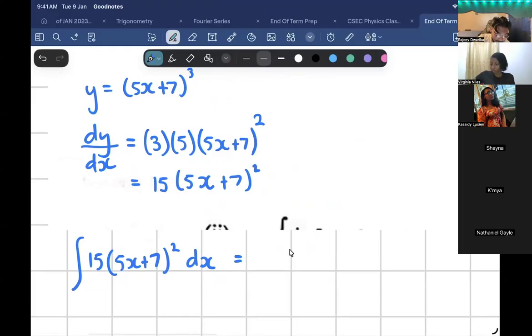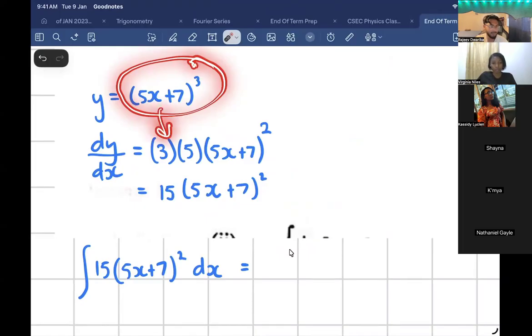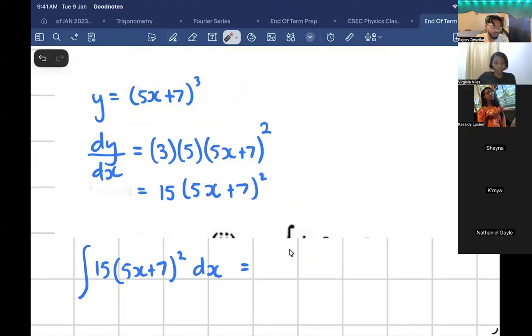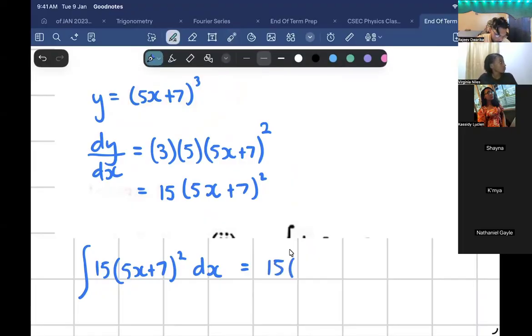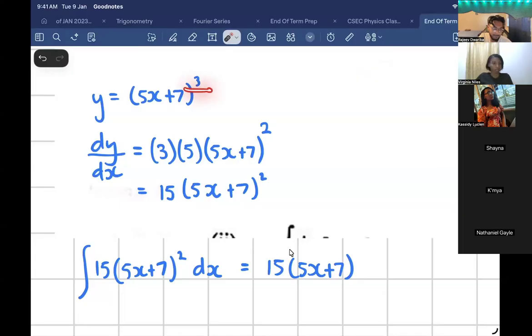So let's think in reverse, Cassidy. When we were differentiating this, what was the first step? What's the first thing I did? You multiply by the power. Right. So if you do the opposite, what do you think your first step would be? Divide by the power. But here's the thing. The power was originally what? 3.